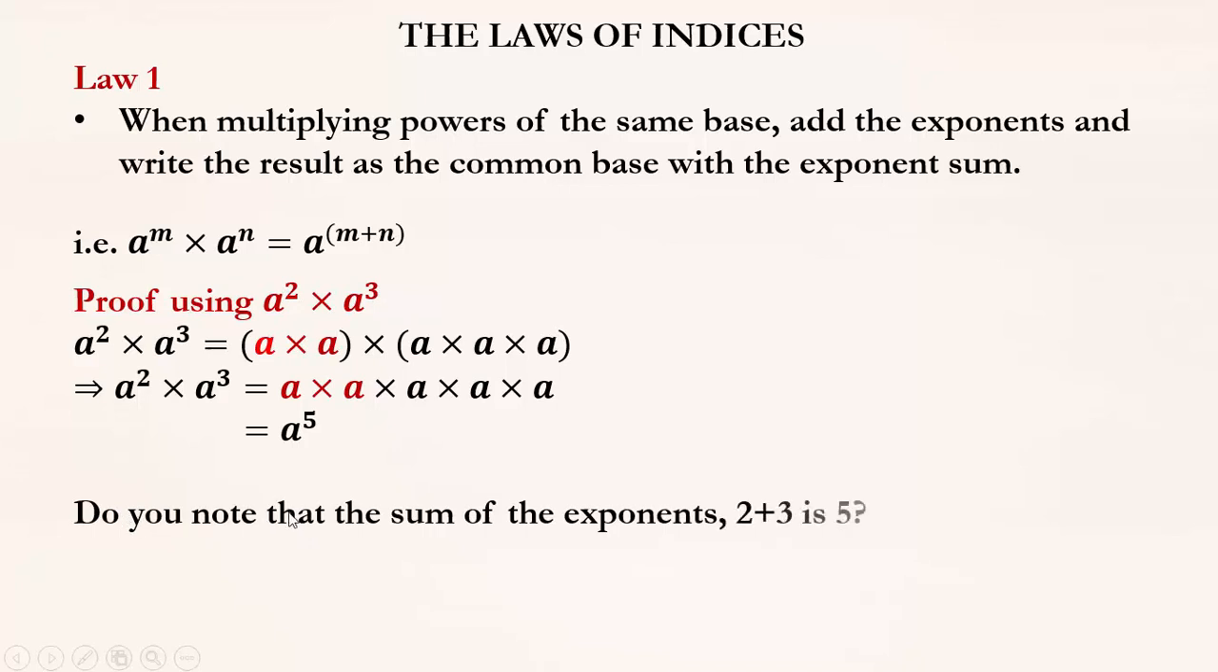Do you note that the sum of the exponents, that's 2 plus 3, is 5, which is the same as the power of the answer? Thus, a squared times a to the power 3 is simply going to be equal to a to the power 2 plus 3, which is the sum of the exponents, and which will give us the answer a to the power 5.